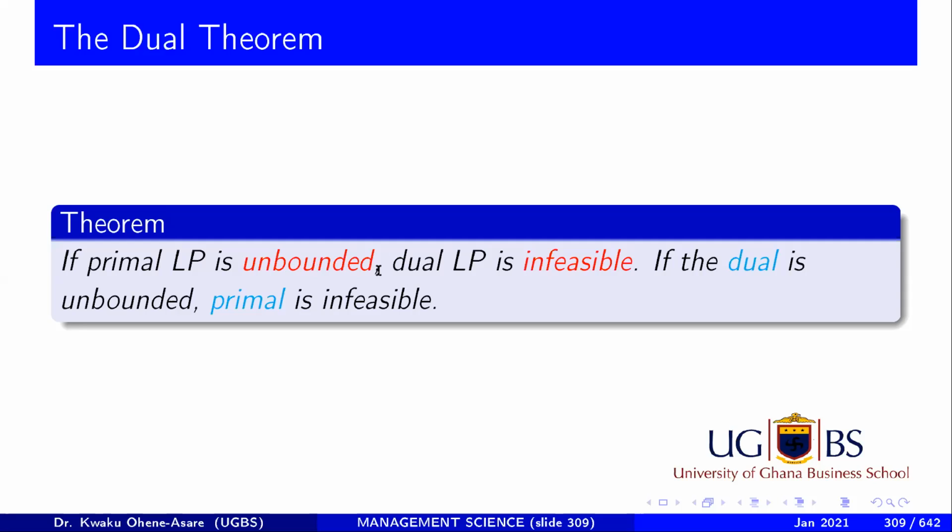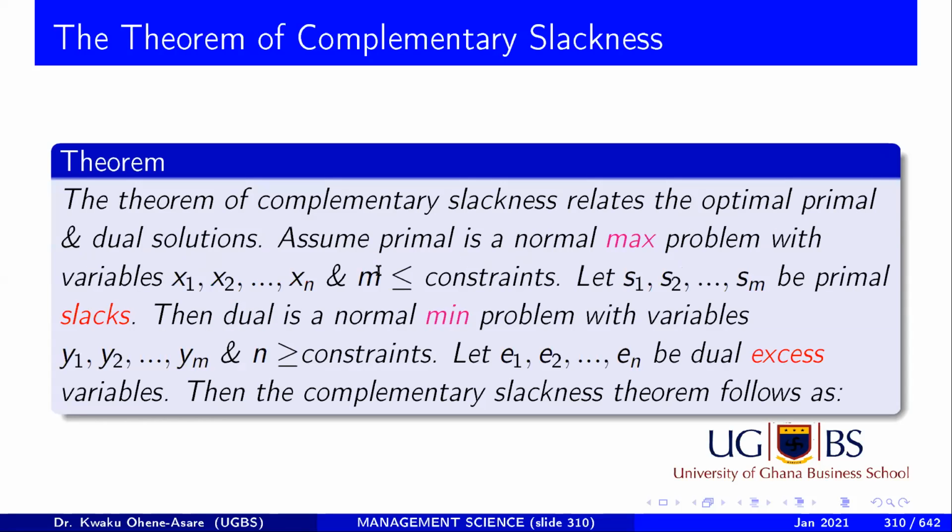We know this from the regular types of linear programming about unboundedness and infeasibility. Do you remember infeasibility? Infeasibility is when there is no solution. Unboundedness is when the feasible region is not closed. And so you can have multiple of the answers happening. So that is a principle there. Then there's another theory known as the theorem of complementary slackness. It connects the optimal primal and the dual solutions together.